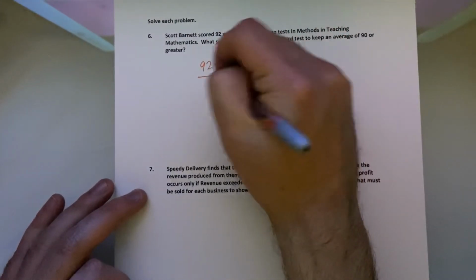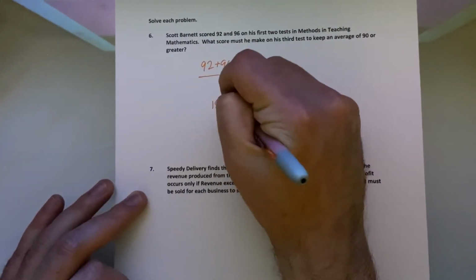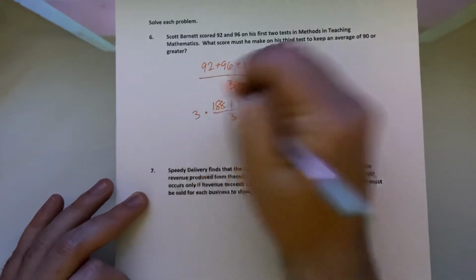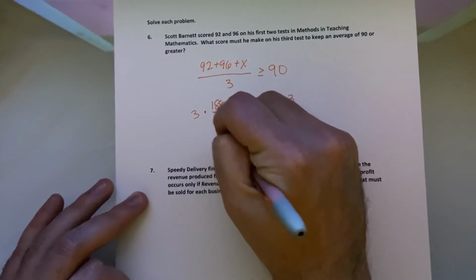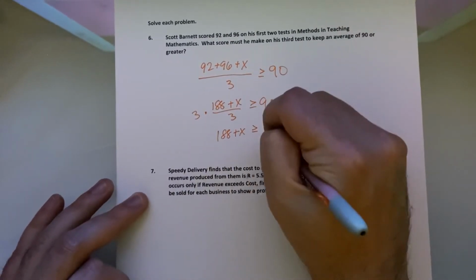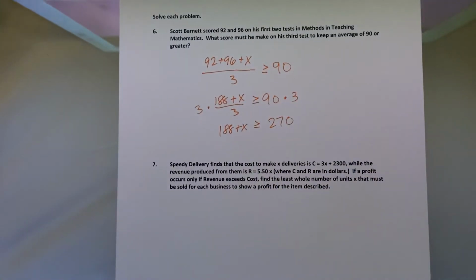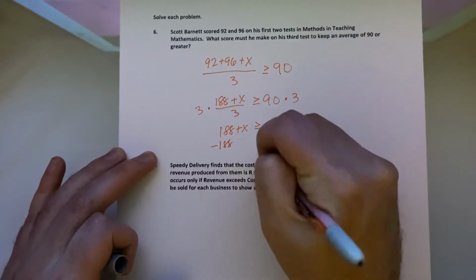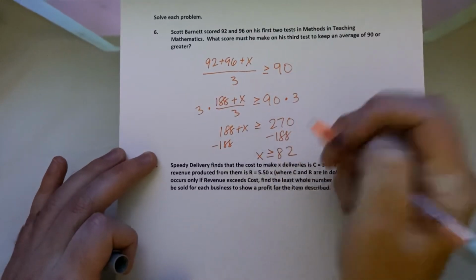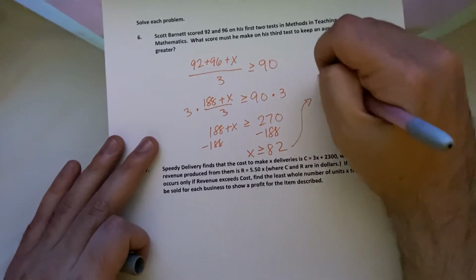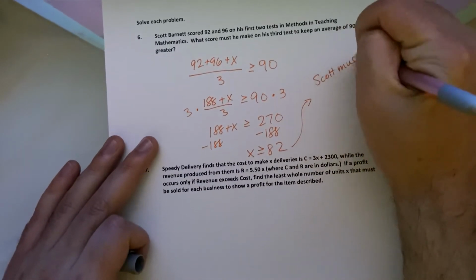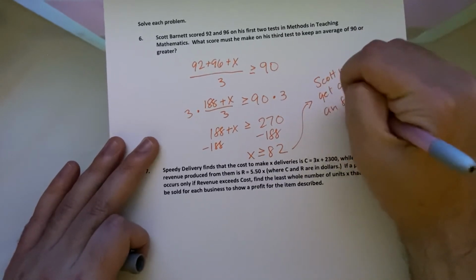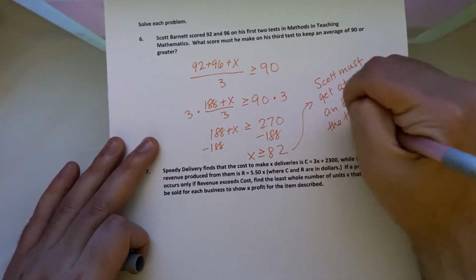We can combine those two. This is 188 plus x over 3 is greater than or equal to 90. Multiply by 3 on both sides. So 188 plus x is greater than or equal to 270. This doesn't change direction because it was multiplying by a positive. Subtract the 188. You get x is greater than or equal to 82. So really this means Scott must get at least an 82 on the third test.